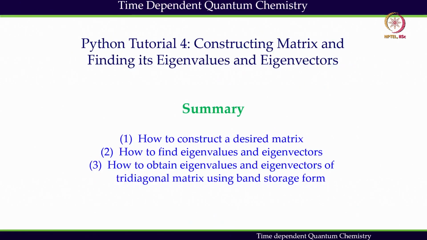So we have come to the end of this Python tutorial, where we have learned how to represent a matrix, how to represent a tridiagonal matrix. The kinetic energy matrix in grid representation is actually a Hermitian tridiagonal matrix, and when you are dealing with a very large tridiagonal matrix, one can use one of the band storage forms, and once you represent it in one of the band storage forms, the Python linear algebra submodule provides a particular functionality to get the eigenvalues and eigenvectors from this band storage form. We will meet again in the next tutorial and modules.